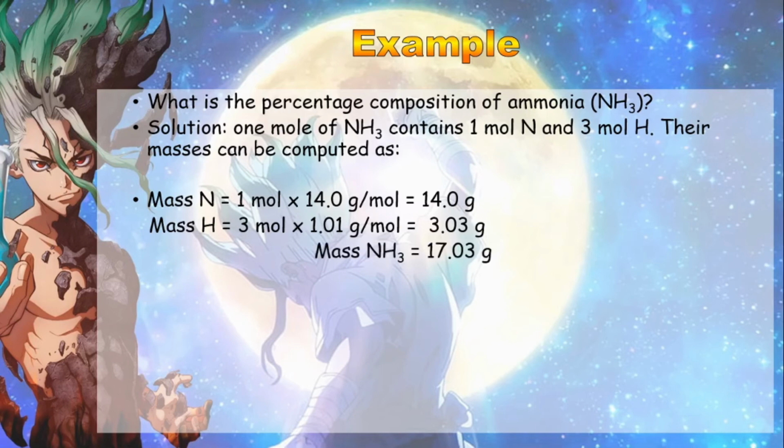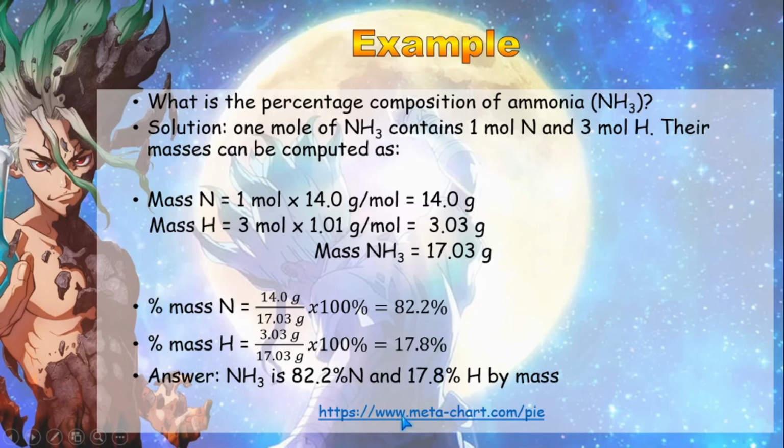Add the two values. Therefore, the mass of ammonia is 17.03 grams. Computing the percentage composition, or the percentage mass of N: 14.0 grams divided by 17.03 grams times 100 is 82.2%.